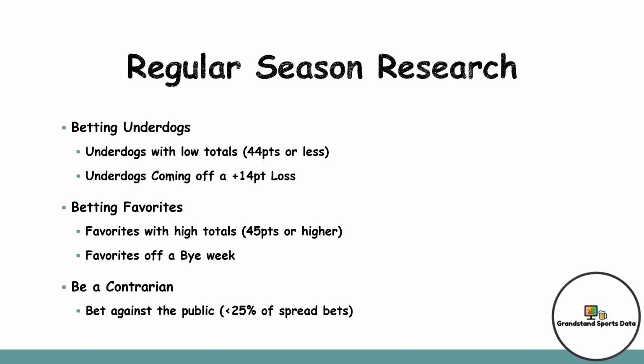Next would be a contrarian. Look at numbers such as betting against the public. Betting against the public can be very advantageous since the NFL is a popular sport to bet on, so it has a ton of public action. Look for teams getting less than 25% of spread bets. This means that 25% or less of spread bets means that the public doesn't like them. And since 2003, these teams have covered the spread 54.2% of the time.